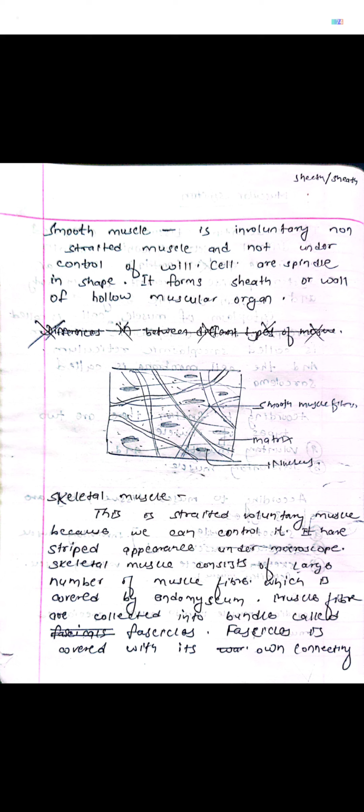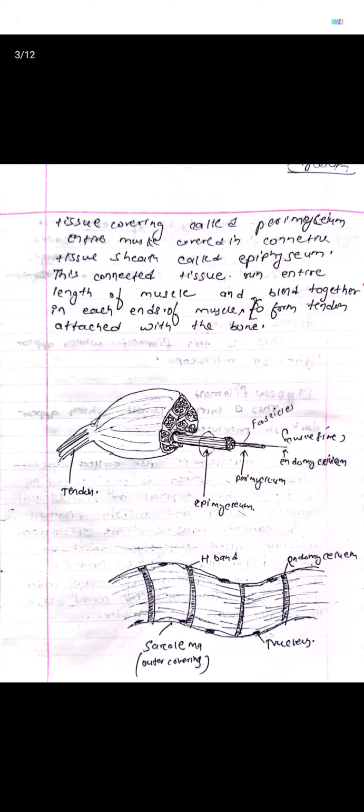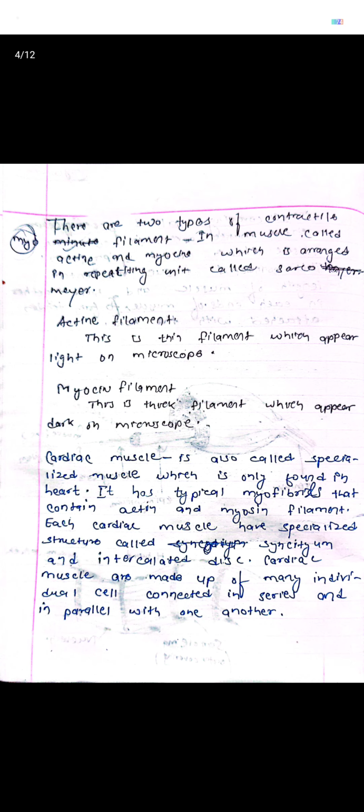Skeletal muscle consists of a large number of muscle fibers which are covered by endomysium. Muscle fibers are collected into bundles called fascicles. Each fascicle is covered with its own connective tissue covering called perimysium. The entire muscle is covered in a connective tissue sheath called epimysium. This connective tissue runs the entire length of the muscle and blends together at each end of the muscle to form a tendon attached with the bone.